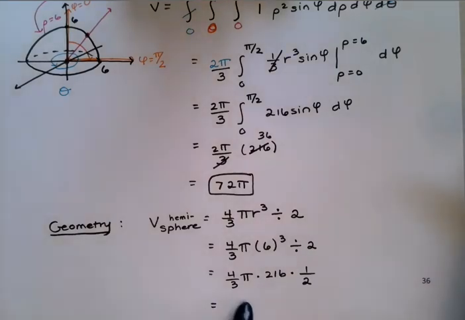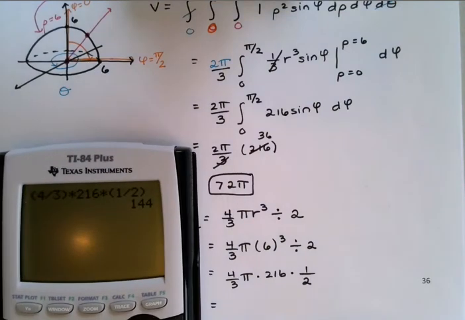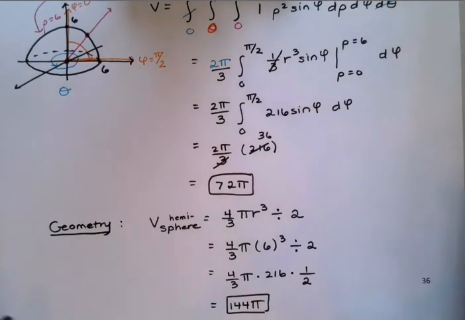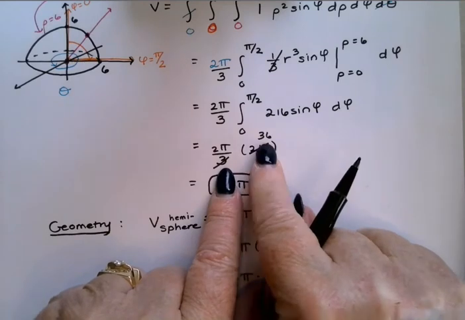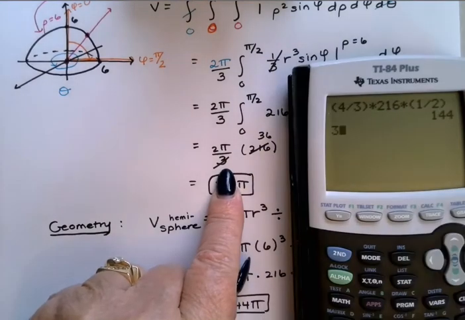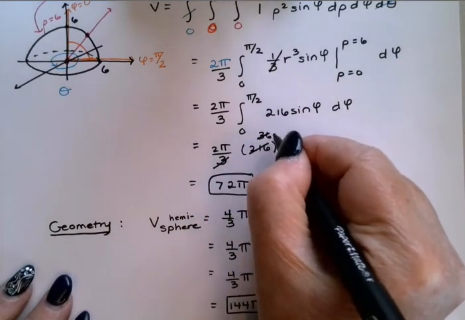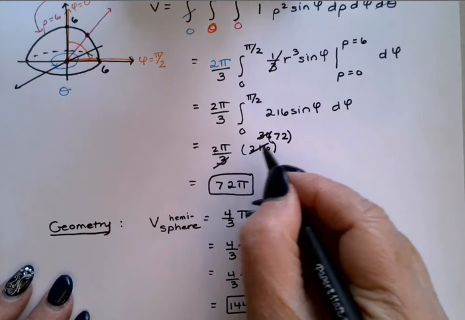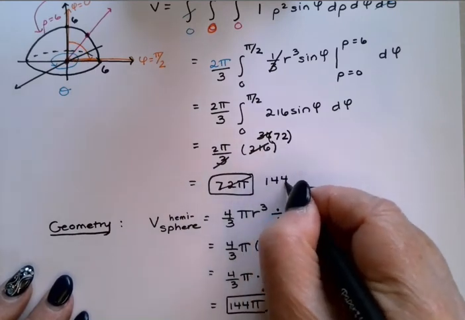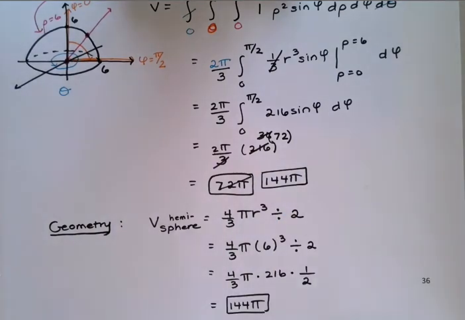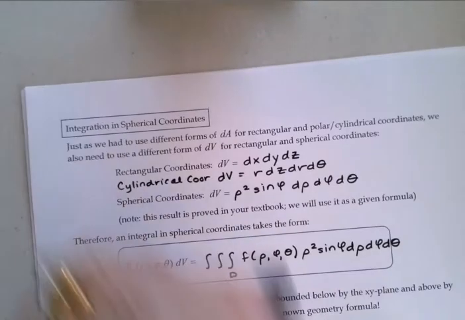I had set up the volume of the hemisphere with geometry and gotten 144 pi, which is correct. My mistake was actually earlier, and you guys probably already caught it. It was right here. 3 does not go into 216 36 times. In fact, 216 divided by 3 is 72. So my mental arithmetic was at fault. Calculator always wins, right? Then 2 times 72 would have given me 144 pi. And thank goodness that spherical integral really did work, otherwise we really would have been in trouble. All right, let's go ahead and move on.